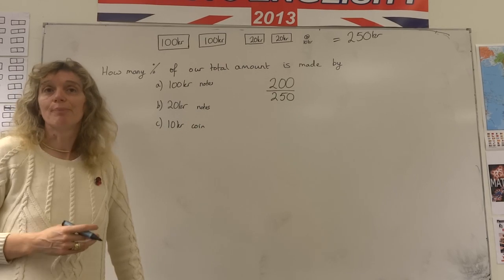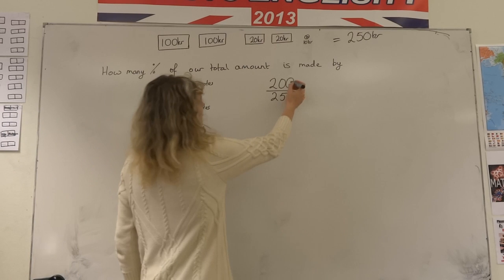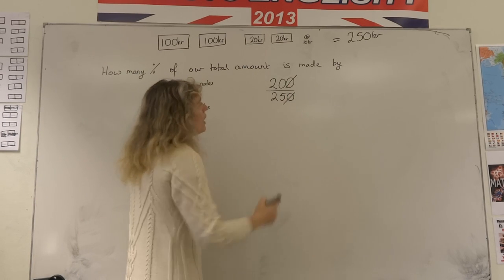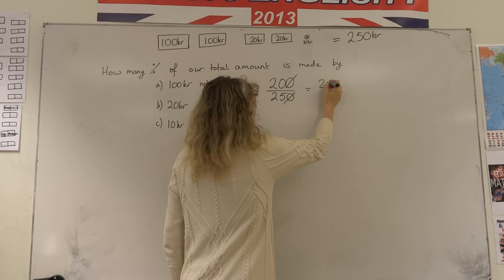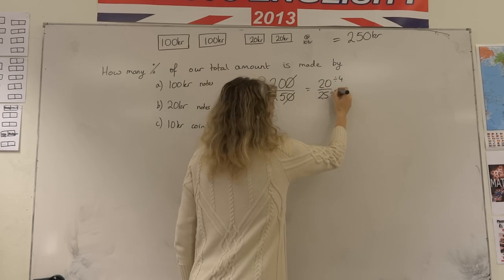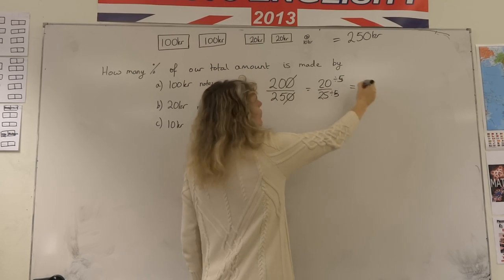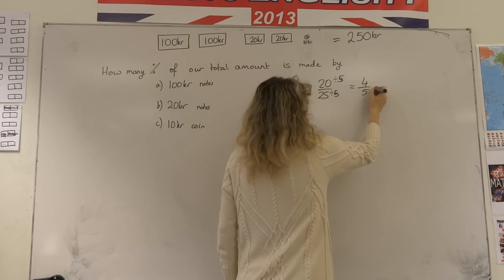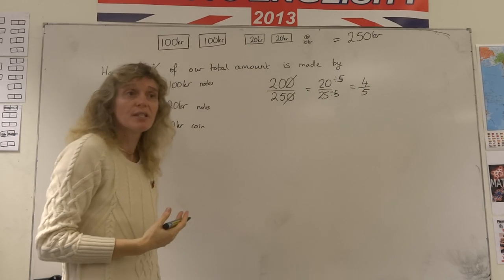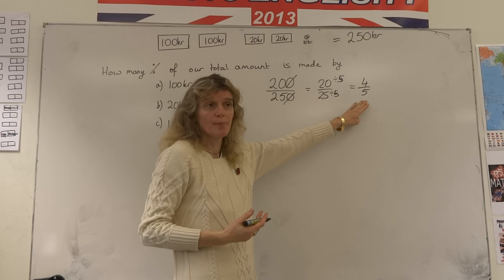Well, I've got a really big fraction. That fraction can be simplified. So my first step would be to simplify this fraction. Okay, I now have 20 25ths, which I can divide top and bottom by 5, which gives me the fraction 4/5. So this would be the first step I'd have. Convert it to the most simple form of fraction.